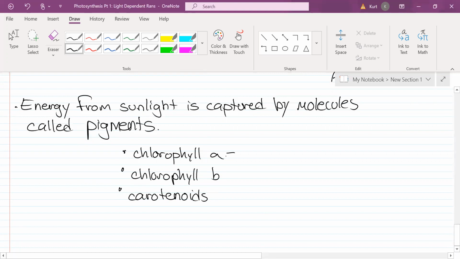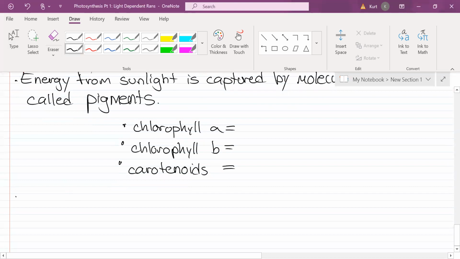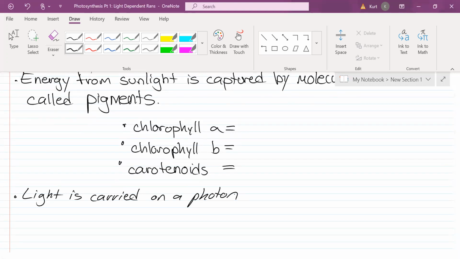Now, I'm going to come back to these. I'm going to tell you guys what wavelength of light these absorb. And in order to understand what I mean by what wavelength of light, I kind of need to go over the lesson that you all should have gotten when you were in chemistry about wavelength, frequency, and the electromagnetic spectrum. So let's do that. Light is carried on a photon. A photon has no mass. That's why when we write the equation for photosynthesis, you put the sun over the yield arrow, because it doesn't have a molar mass.